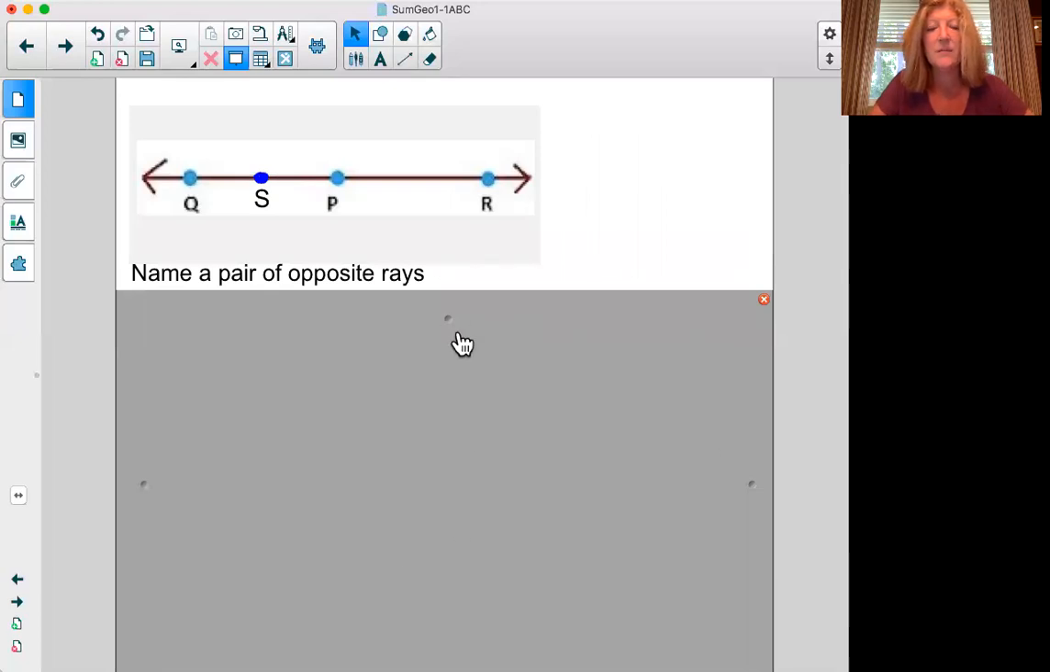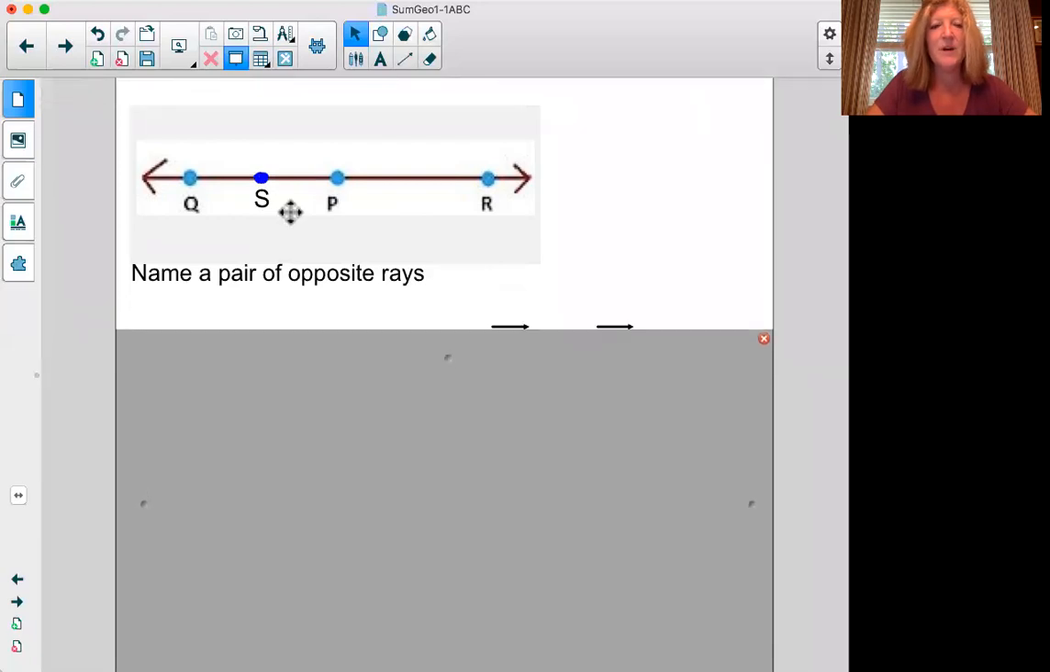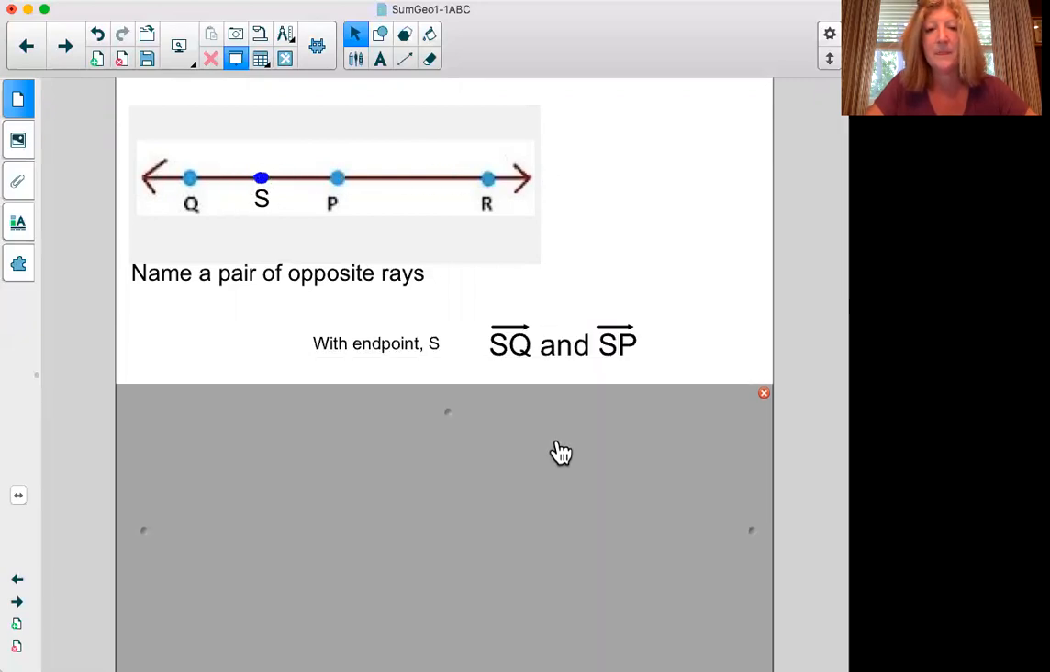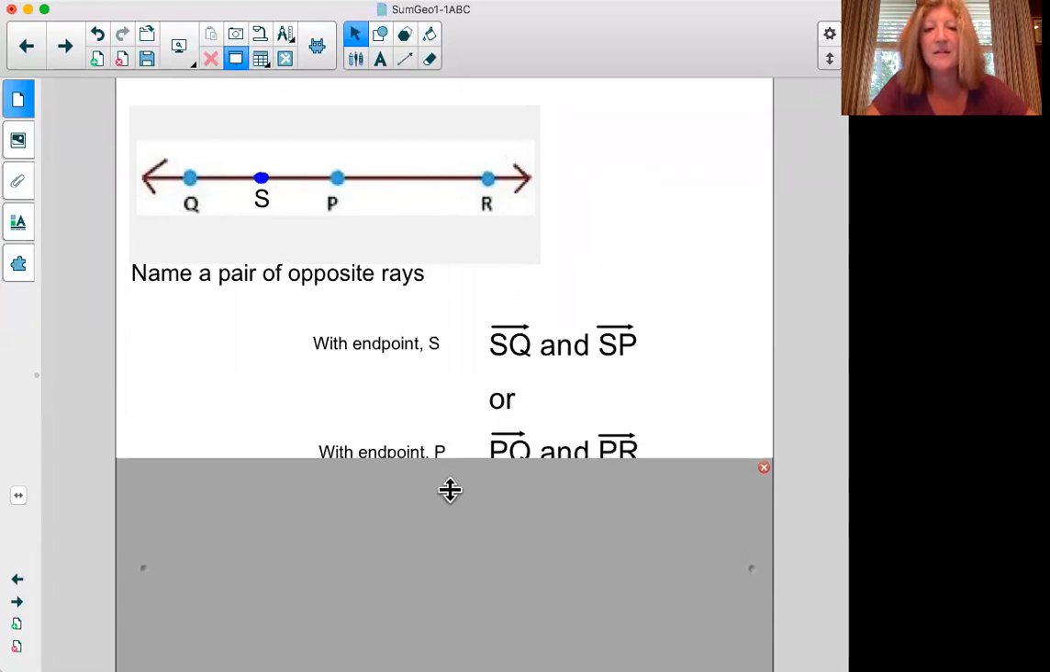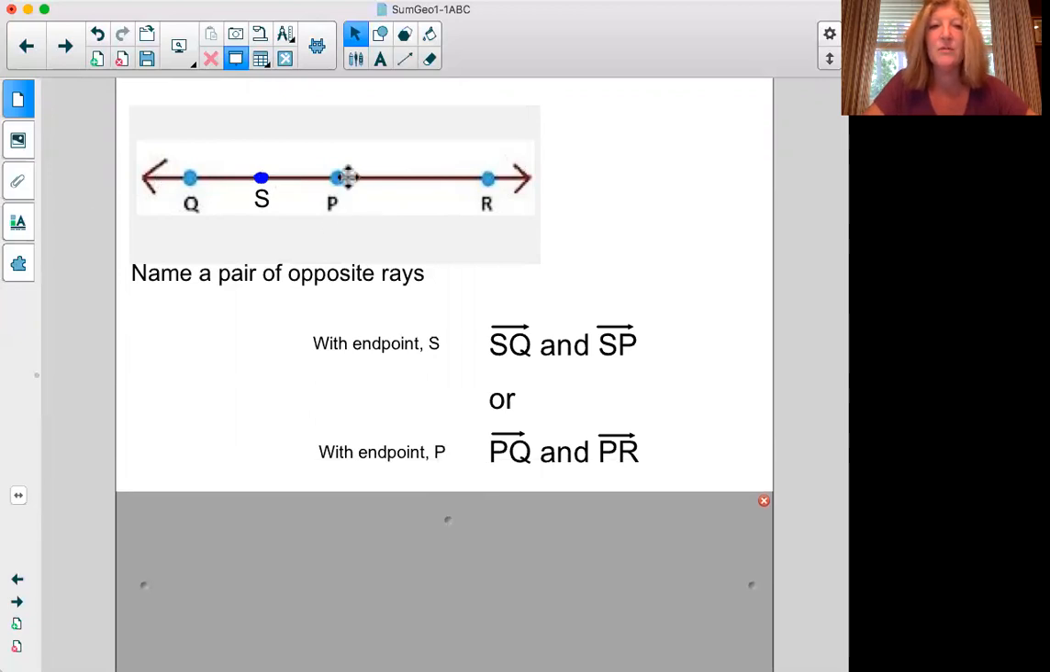So let's practice. Pause the video and write on your own piece of paper a pair of opposite rays. You can find a pair of opposite rays that have endpoint S, and you can find a pair of opposite rays that have endpoint P. If you want to find a pair of opposite rays with endpoint S, you could say SQ or SP. What about if the endpoint is P? You could say PQ or PR.